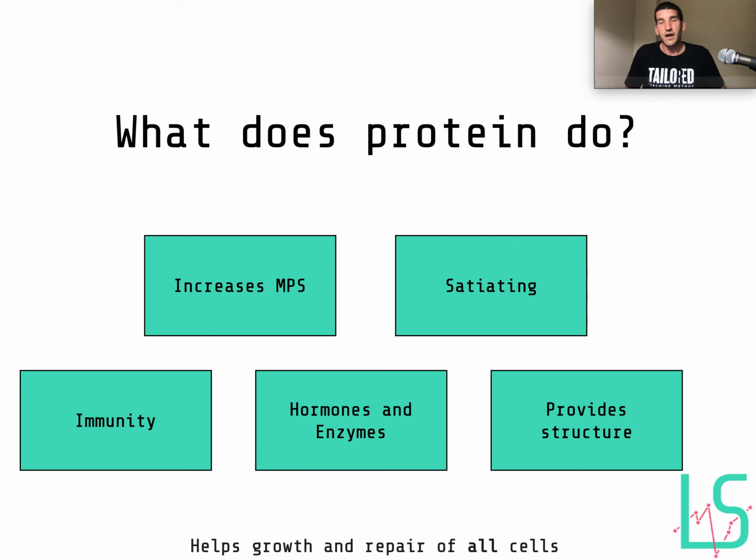So what does protein do? A little bit of science for you. Increased muscle protein synthesis is how we build muscle. It is arguably the most satiating macronutrient on a relative level. It is involved in immunity, so your responses to things outside the body. Protein is the backbone of a lot of those structures, and also of hormones and enzymes, so it's used all the time. You break protein down into amino acids, and those are recycled into all the different functions in your body. To put it simply, protein helps you grow and repair most of the cells in your body.